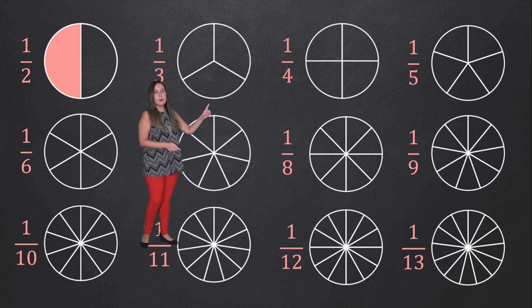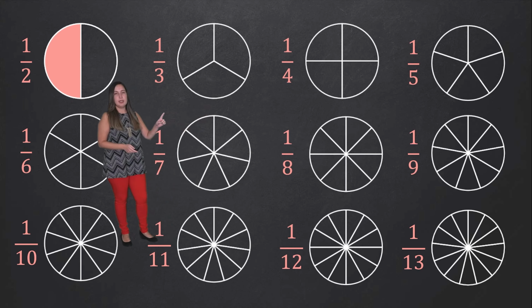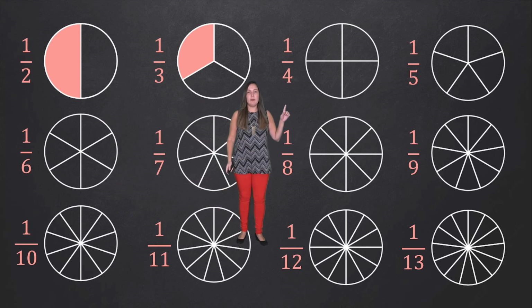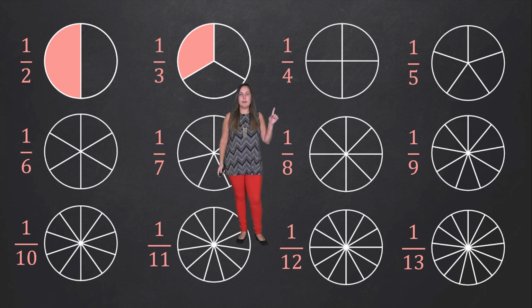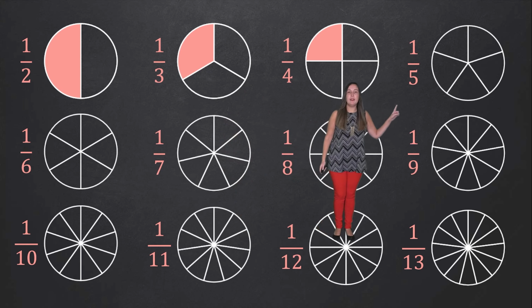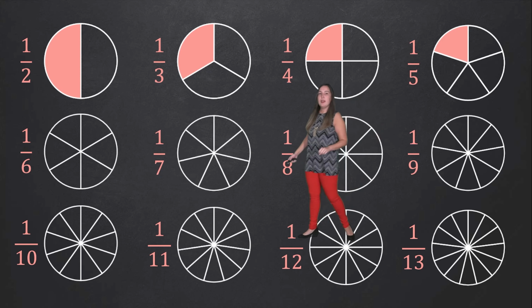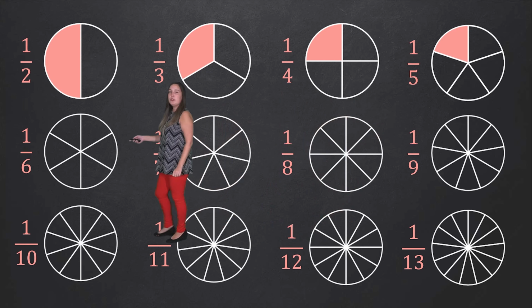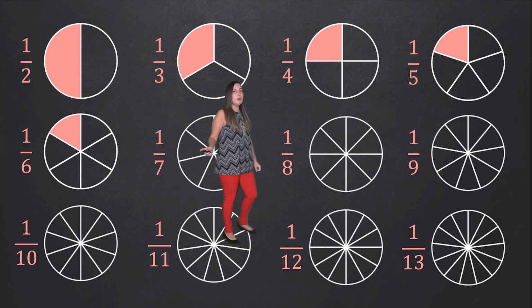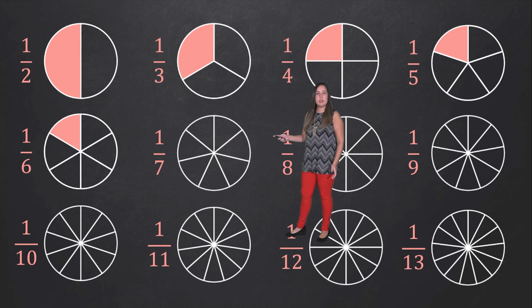All right? So here we have 1/3, and in order to represent our unit fraction, we're going to shade in one part. And then as we go down here, we have 1/4. In order to represent our unit fraction, we have to shade in one part. The same thing again for 1/5, and 1/6, same thing. And then for 1/7, again, we're going to shade in one part.